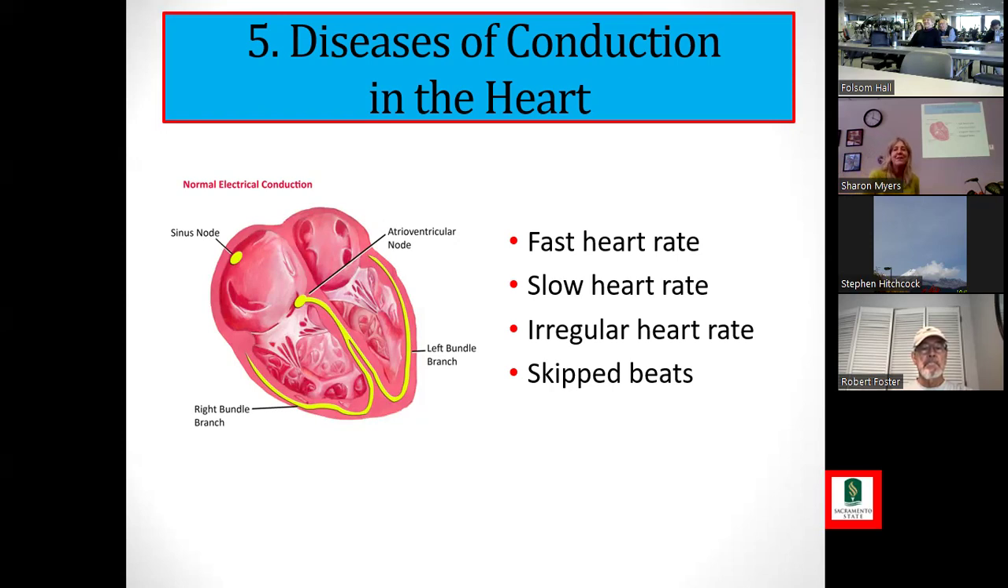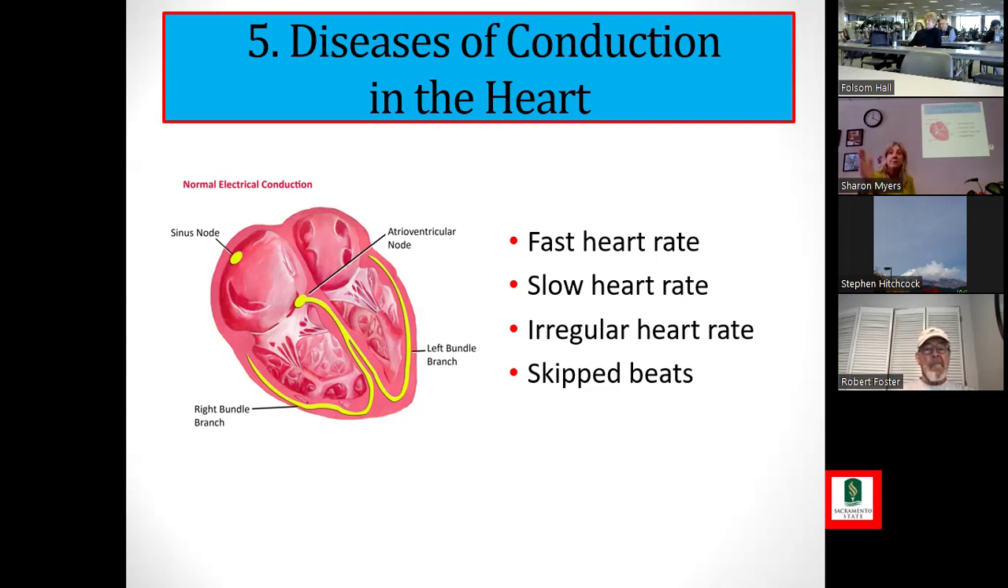Yeah. So you can have all sorts of problems with your heart conduction system. You can have conduction problems that cause your heart to go really fast. You can have conduction problems that cause your heart to go slow.